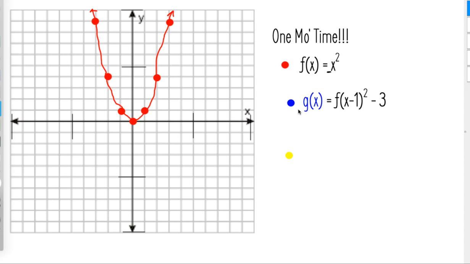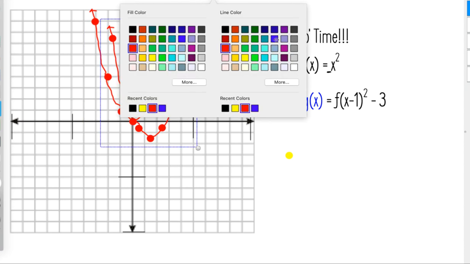Now, I would like to create a new function, g of x. And once again, I don't really have to worry about this squared. This is telling me that every x value, we're going to -1. Oh, wait a second. That means I'm the horrible horizontal kid. I'm inside parentheses. -1 means I'm going to +1. And then I'm going to -3. So basically what I'm going to do here is turn it blue.